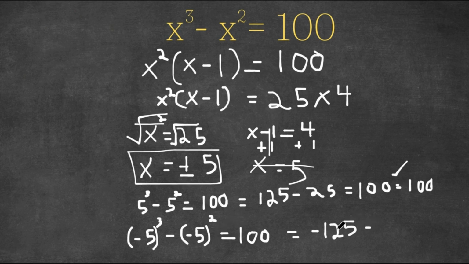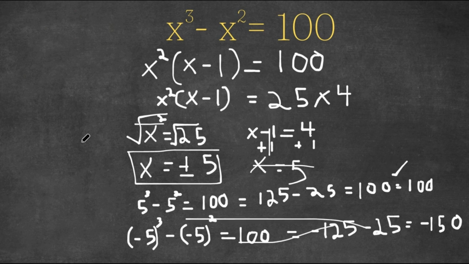minus negative 5 squared is 25. And negative 125 minus 25, well, that's negative 150. And that is not equal to 100, so this is rejected. And 5 is our only correct answer.